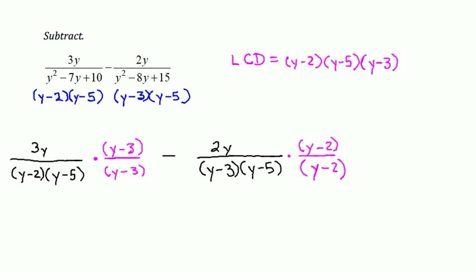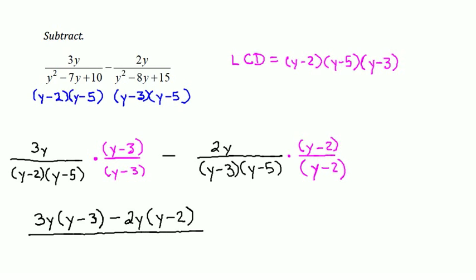Again, in the next step, I am ready to subtract the numerators because I now have the same denominator in each of these rational terms, and I'm going to write it out in full detail without doing any of that distributing or simplifying yet until we have it all in a line where we are much more likely to distribute correctly. So my numerator is 3y times y minus 3 minus 2y times y minus 2, and my denominator is the LCD. We will substitute those factors back in at the very end.